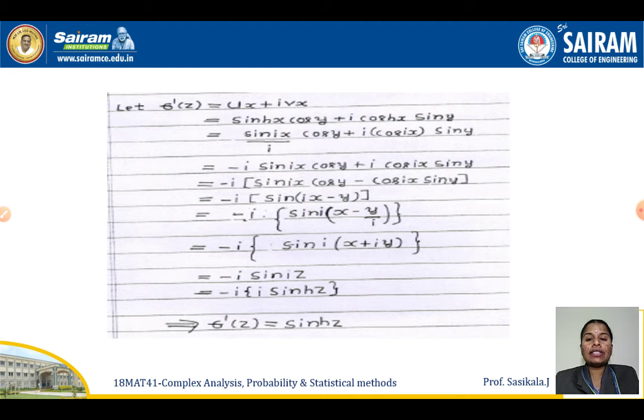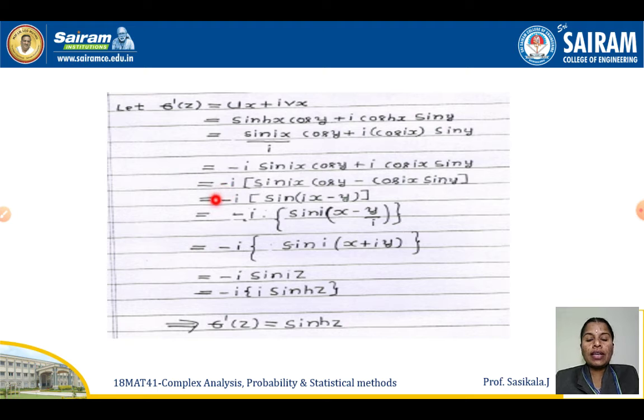So what is your f'(z) here? We need to find your f'(z), isn't it? So as per the differentiability, your f'(z) is ux plus i vx. So replace your ux and vx also. Sinh x I can write as sin(ix) by i, then into cos y plus i into cosh x sin y. So again, I am going to take it here. It will become minus i, isn't it? Because 1 by i is replaced by minus i. Minus i sin(ix) cos y plus i cos(iy) sin y.